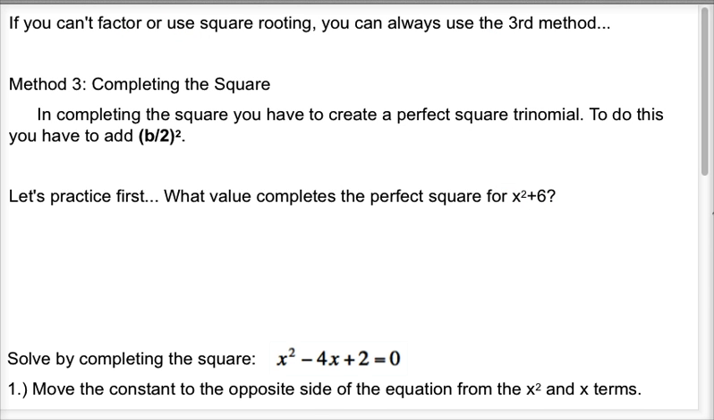Now, the real focus of today is completing the square. Completing the square can be used if you can't factor and you can't use square rooting. So for completing the square, you have to create a perfect square trinomial. To do this, you have to add (b divided by 2) squared. So again, what we're talking about is y equals ax squared plus bx plus c.